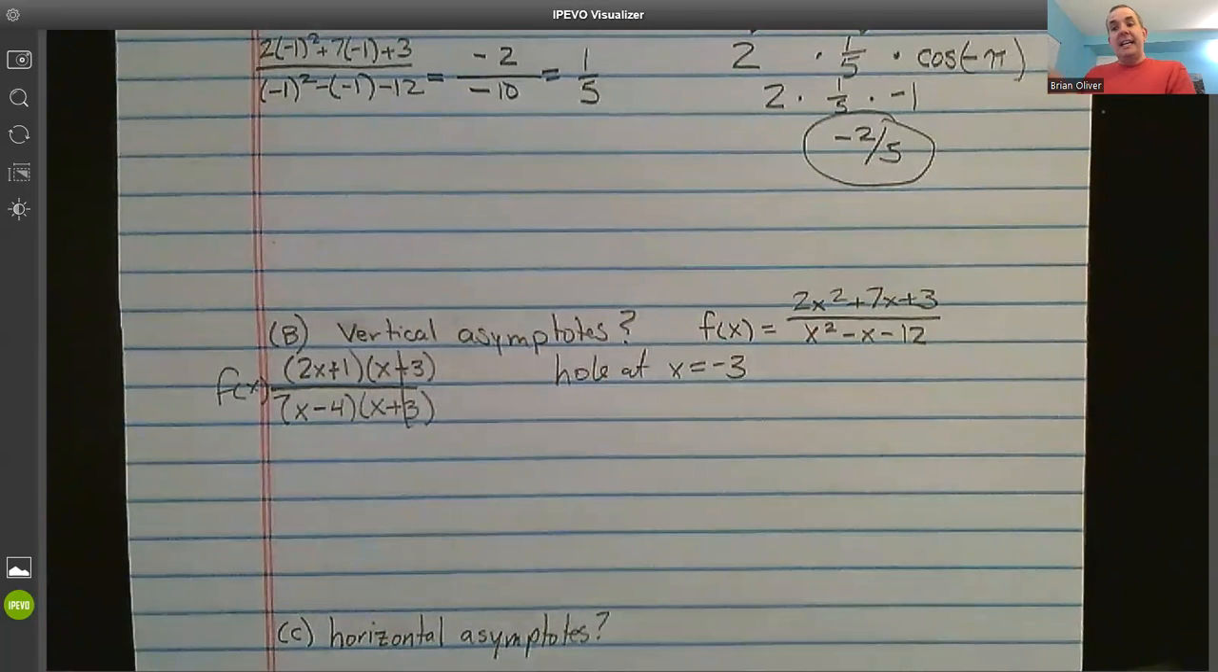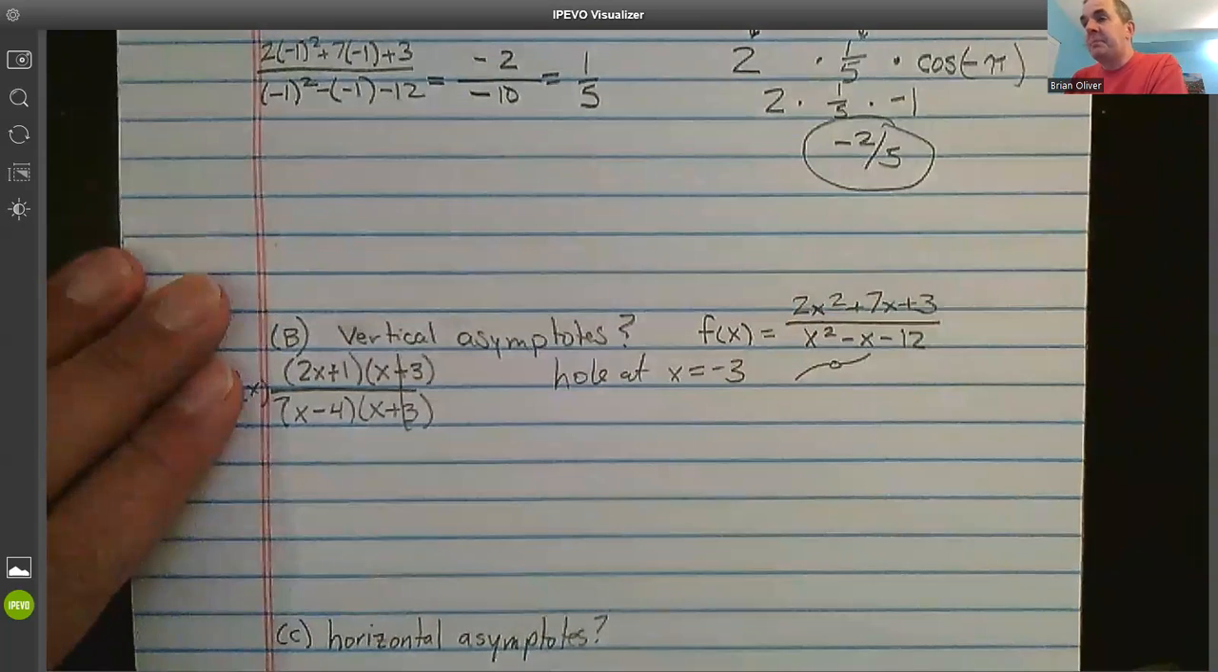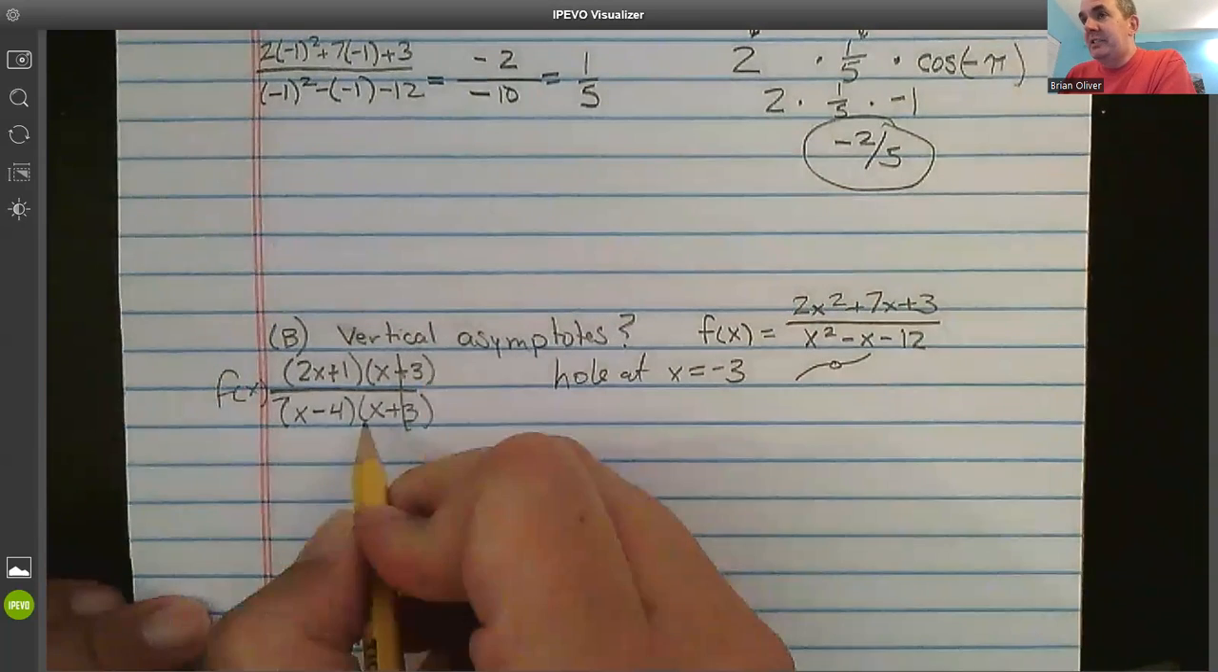So I'm not going to investigate that. There's a hole there. I'm going to leave that alone. That's not a vertical asymptote. That is kind of like where the curve goes like this, and then there's a hole, and then it keeps going like that.